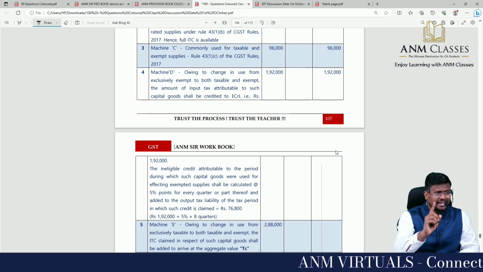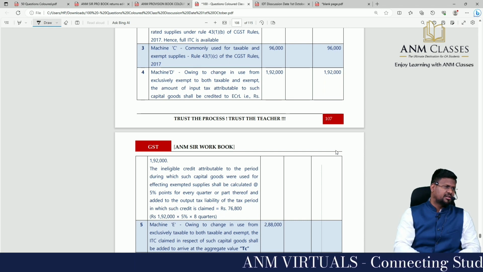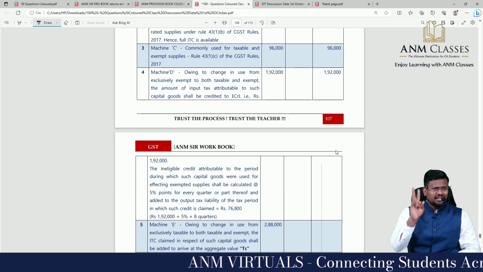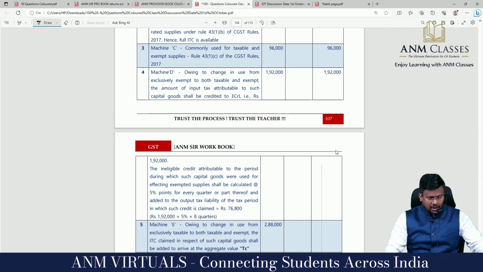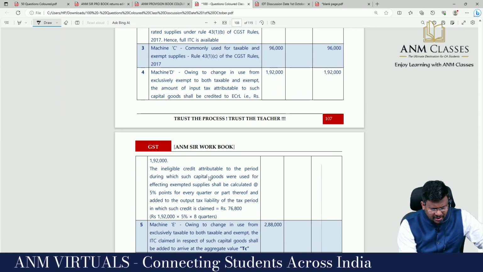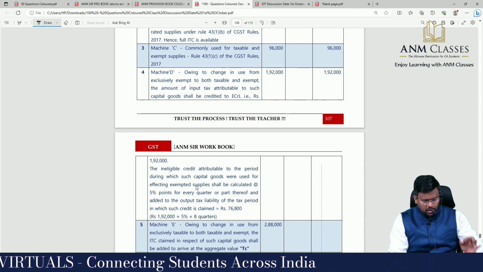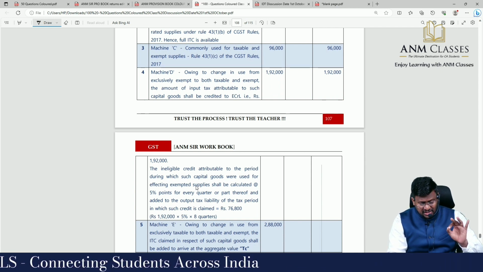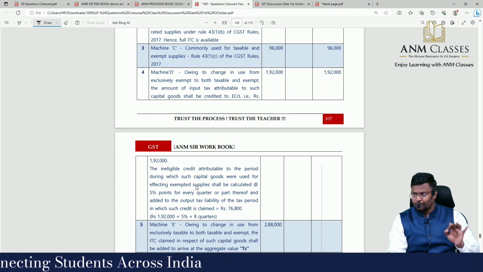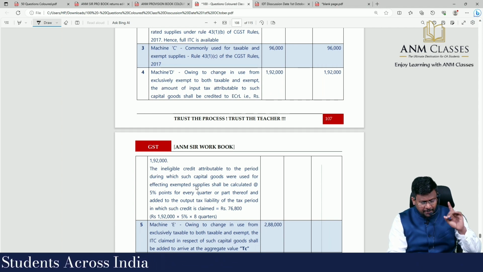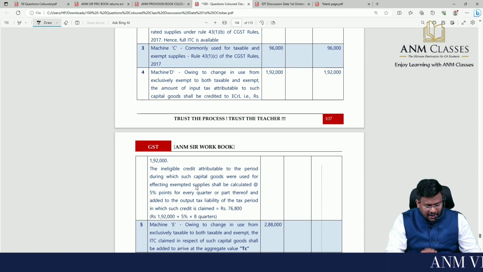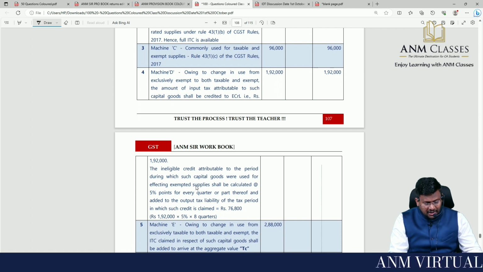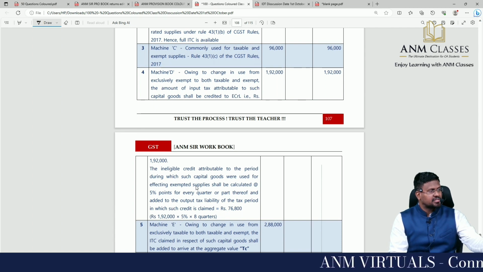But of the 1,92,000, not all 1,92,000 is eligible ITC. Yes sir. For how many years? 2 years, sir, ineligible ITC. Correct? So the ineligible credit attributable to the period during which such capital goods were used for effecting exempt supply shall be calculated at 5% points for every quarter or part thereof and added to the output tax liability of the tax period in which such sum is credited.